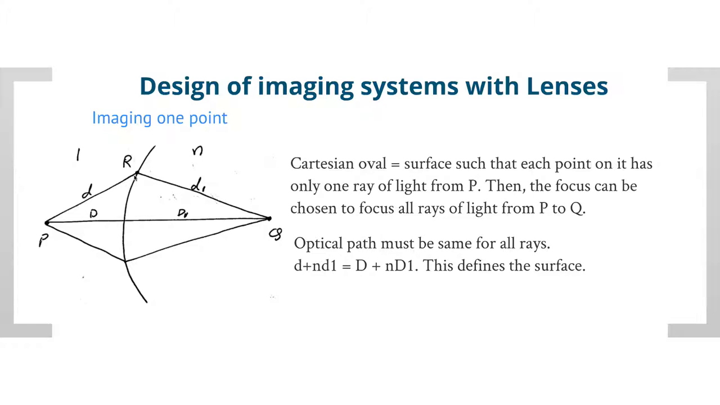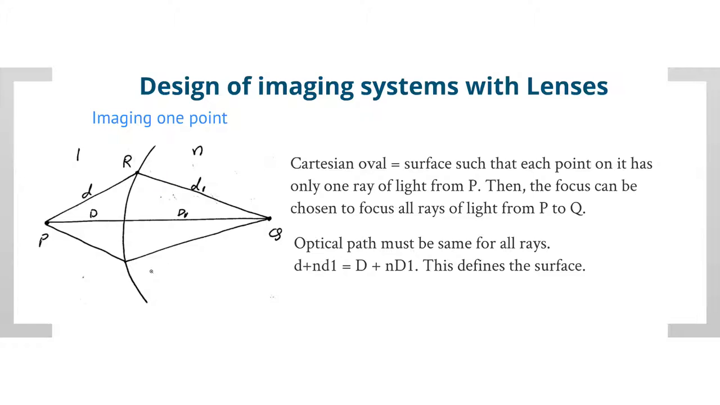Okay? Optical path length is different than physical path length, the physical length. That's what I want you to appreciate. Then, after refraction, it goes from R to Q, passes through a physical length of d1, but because it's in glass, the optical path length is d1 multiplied by n. So the optical path length is d plus n times d1. Okay? By the way, I will explain to you why that is the case in a minute, but let's continue this argument first, this thought process first.